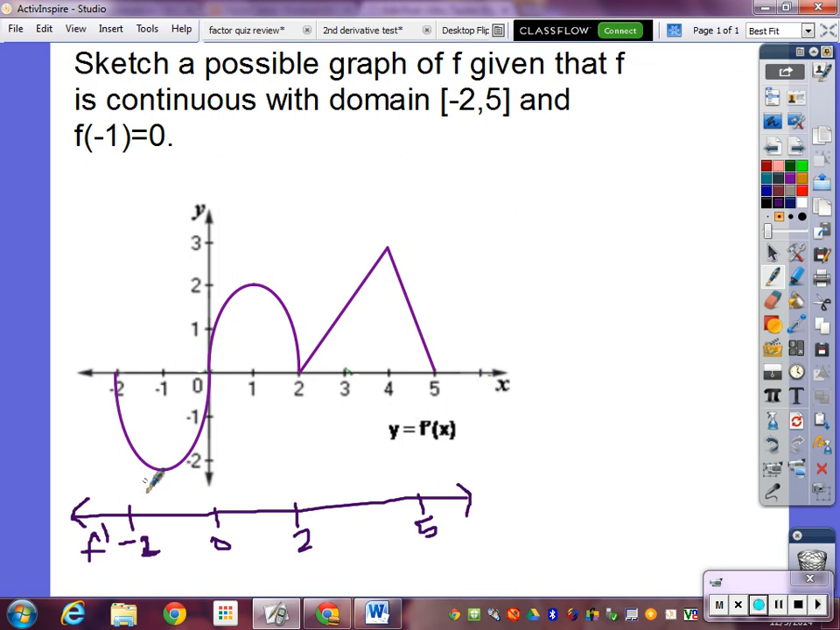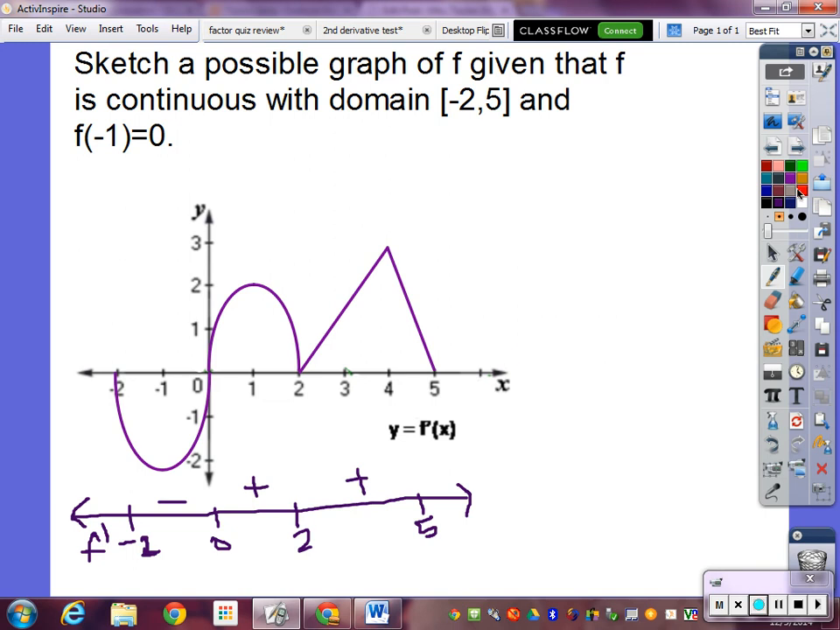And so then to fill in the rest of my sign chart, I look at y values. From -2 to 0, it's negative. From 0 to 2, my derivative is positive. And from 2 to 5, my derivative is positive.